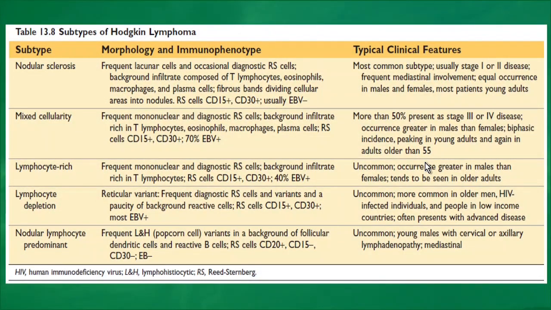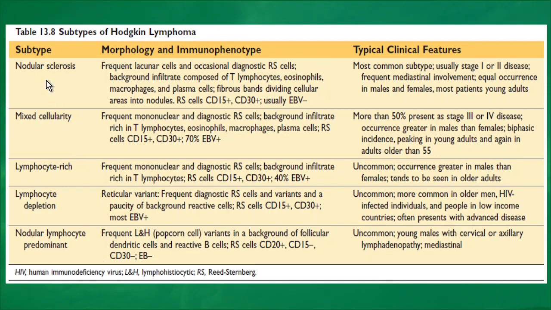Now coming to the subtypes of Hodgkin lymphoma. Hodgkin lymphoma is broadly divided into two: classical and NLPHL, or nodular lymphocyte predominant. So classical Hodgkin lymphoma includes these four types: nodular sclerosis, mixed cellularity, lymphocyte rich, and lymphocyte depletion. This is non-classical, nodular lymphocyte predominant, NLPHL.